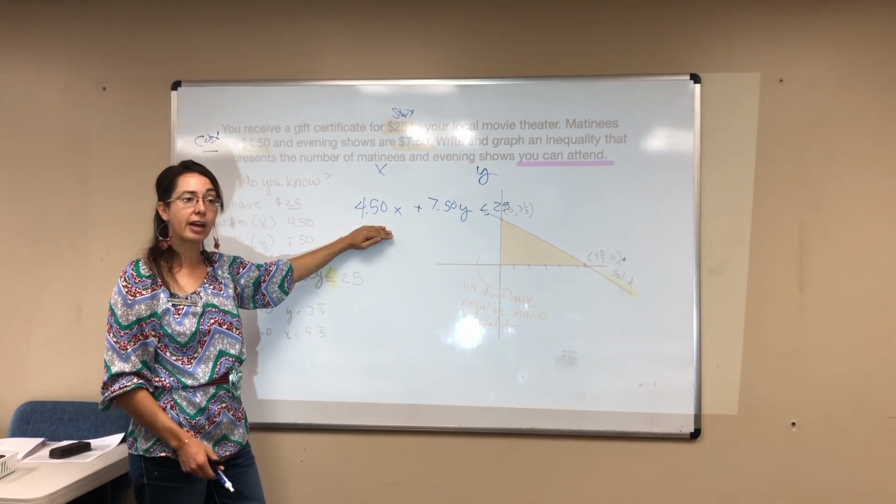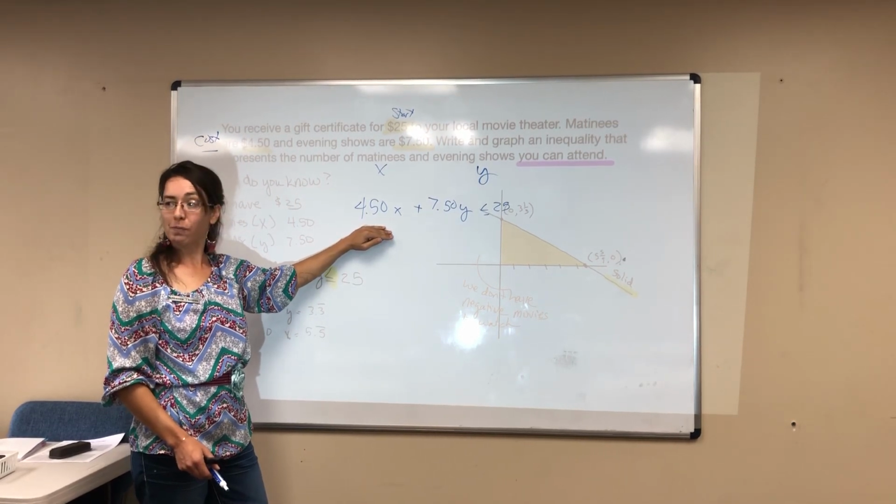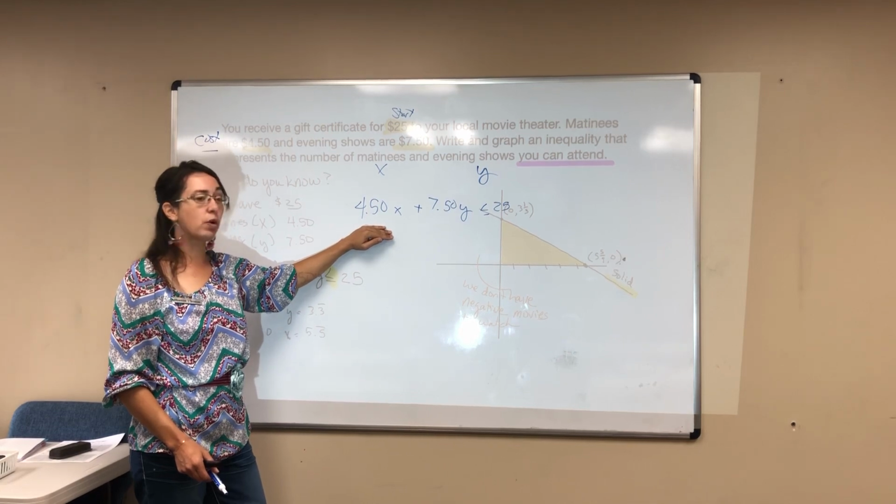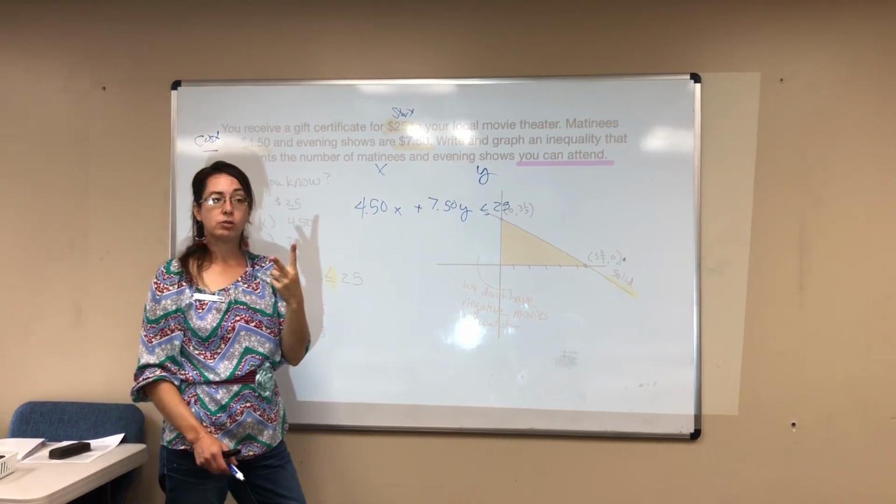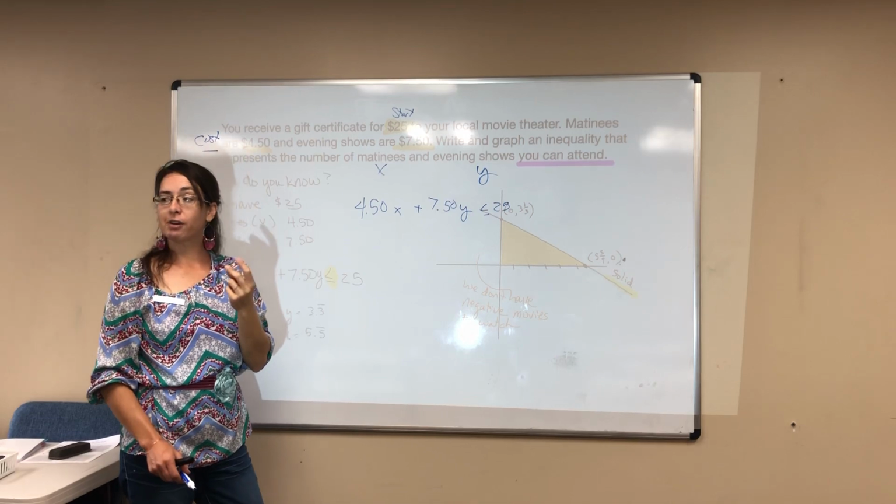This looks like our standard form, correct? Our standard form gives us what two values? The important values.